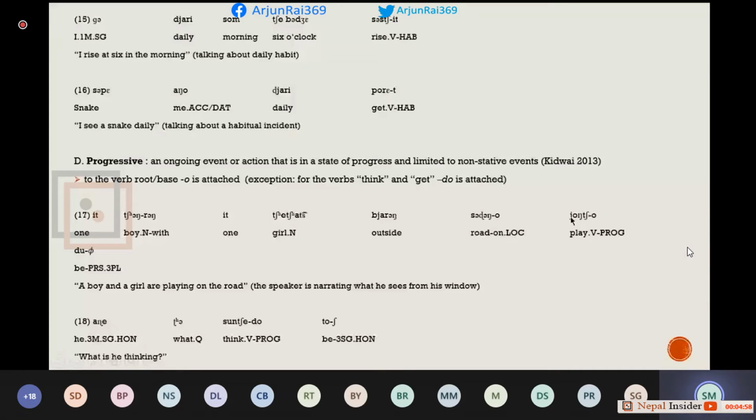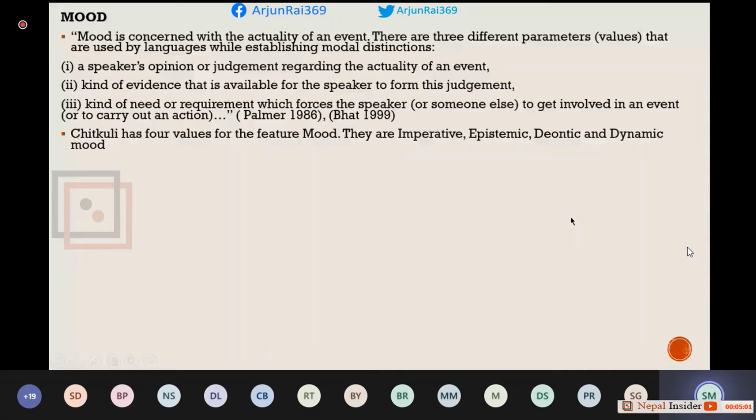Now, as far as mood is concerned, whenever there is the speaker's judgment, or some kind of evidence about it, or the statement that is made requires action necessarily to be followed, it's a compulsion, it's a command, then you have mood. So we have imperative, epistemic, deontic, and dynamic mood in the language.